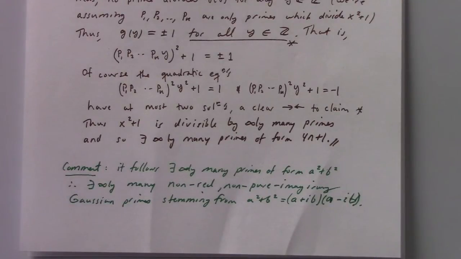Okay, so anyway, it follows that there exist infinitely many primes of the form a squared plus b squared. There exist infinitely many, in turn, non-real, non-pure imaginary Gaussian primes, stemming from the fact that a squared plus b squared factors into a plus ib times a minus ib, as we have exploited with a vengeance in this lecture.